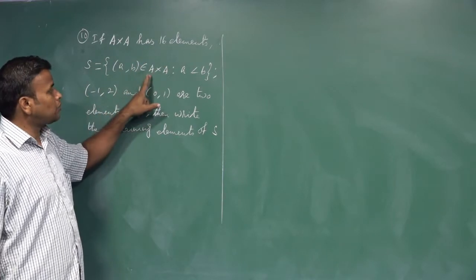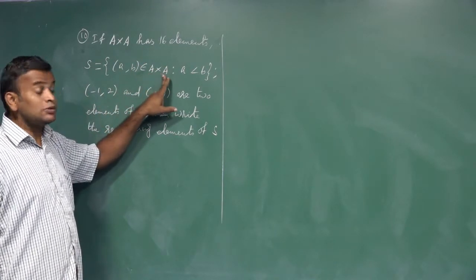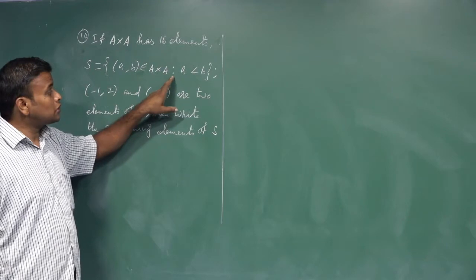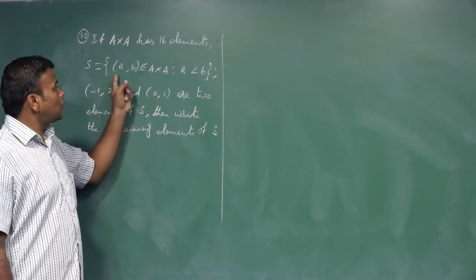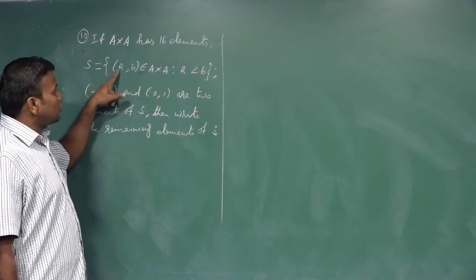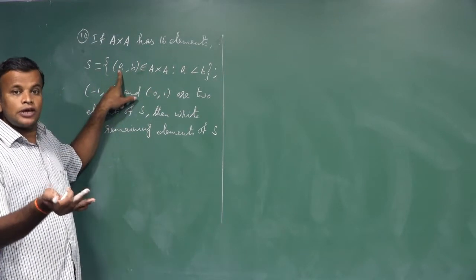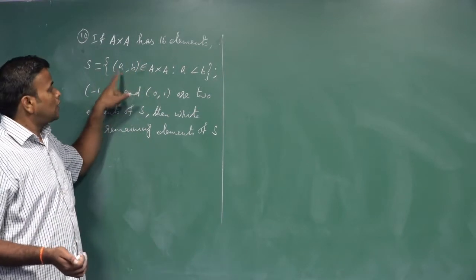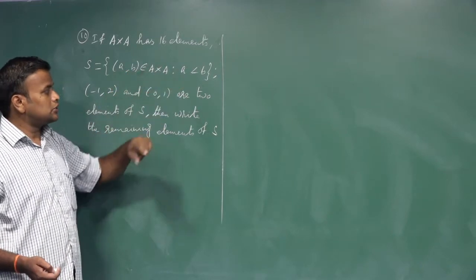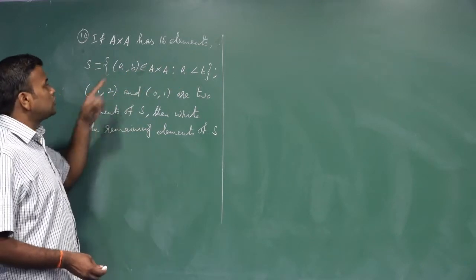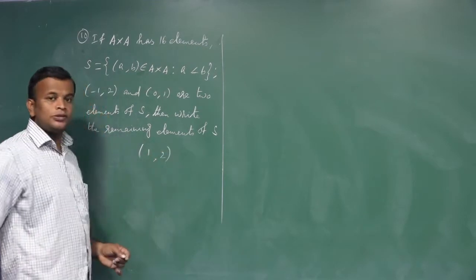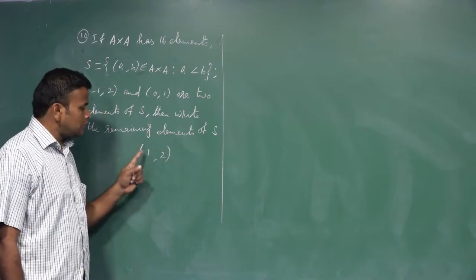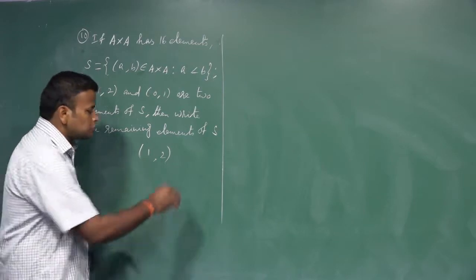So the ordered pair belongs to the Cartesian product of the two same sets, but importantly it satisfies a condition such that a is less than b. That is, in the ordered pair, the first value is always less than the second one. For example, one element of this set, 1 comma 2, is possible, because the first element 1 is less than 2, so it belongs to S.